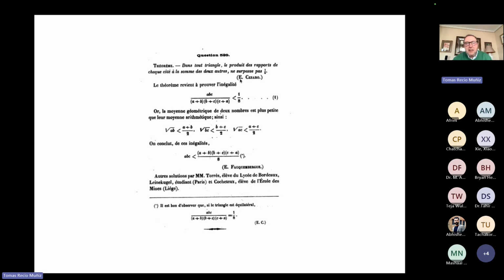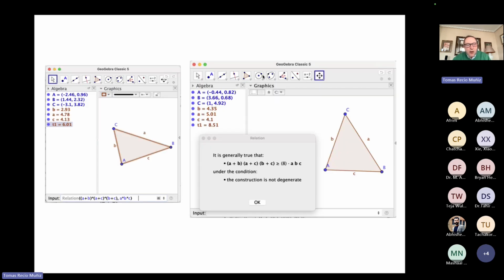So for instance, I take this classical inequality by Cesaro: the product of the sum of each side with respect to the sum of the two others is less than or equal to 1/2. So I ask the machine to prove what is the relation between A plus B times A plus C times B plus C with respect to A times B times C, and the machine answers this. So as you can see, it's incredible. I am really surprised about the ability of the machine to prove classic statements.